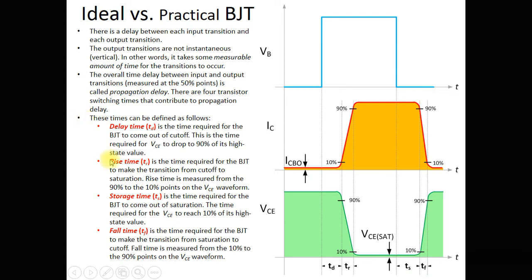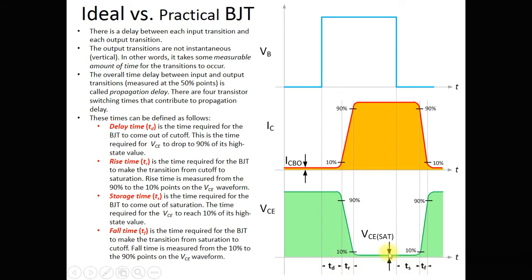So delay time, rise time, storage time and fall time, TD, TR, TS and TF, are very, very important over here. It is signified over here. Whenever it goes from 10% to 90% or 90% to 10%, we know that they are called the rise time and the fall time respectively, and there are additional times called the delay time and the storage time. So these times are also very, very important.